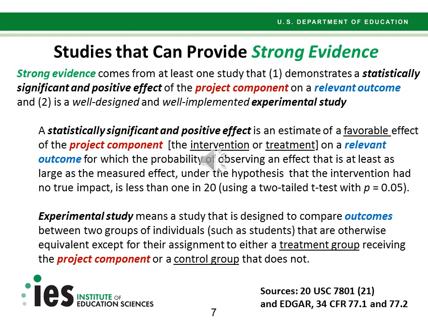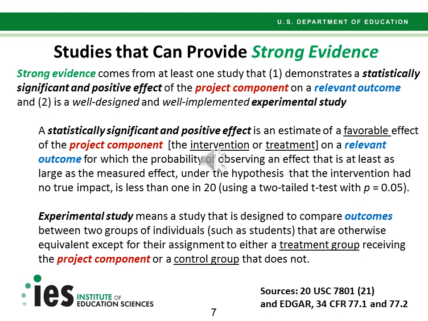Studies that can provide strong evidence for the effectiveness of a project component must have certain characteristics to meet the evidence definitions in federal law and U.S. Department of Education regulations. First, the study must demonstrate a statistically significant and positive, that is, favorable effect of the project component on a relevant outcome.